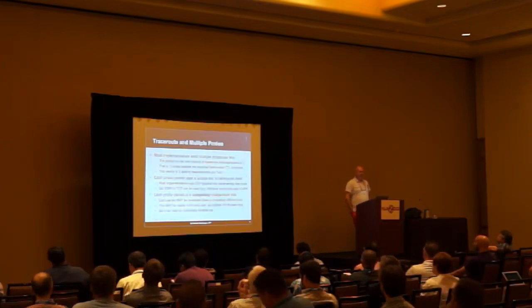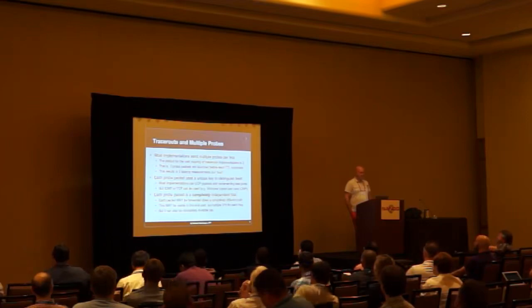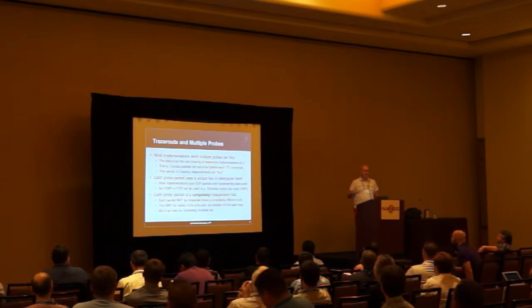Some more details about how this actually works. Most implementations send multiple probes per hop. Like I showed in the previous example, the default is 3. That means every time the TTL value is incremented, you're going to send 3 probes, and you're going to get 3 different latency measurements for each hop.